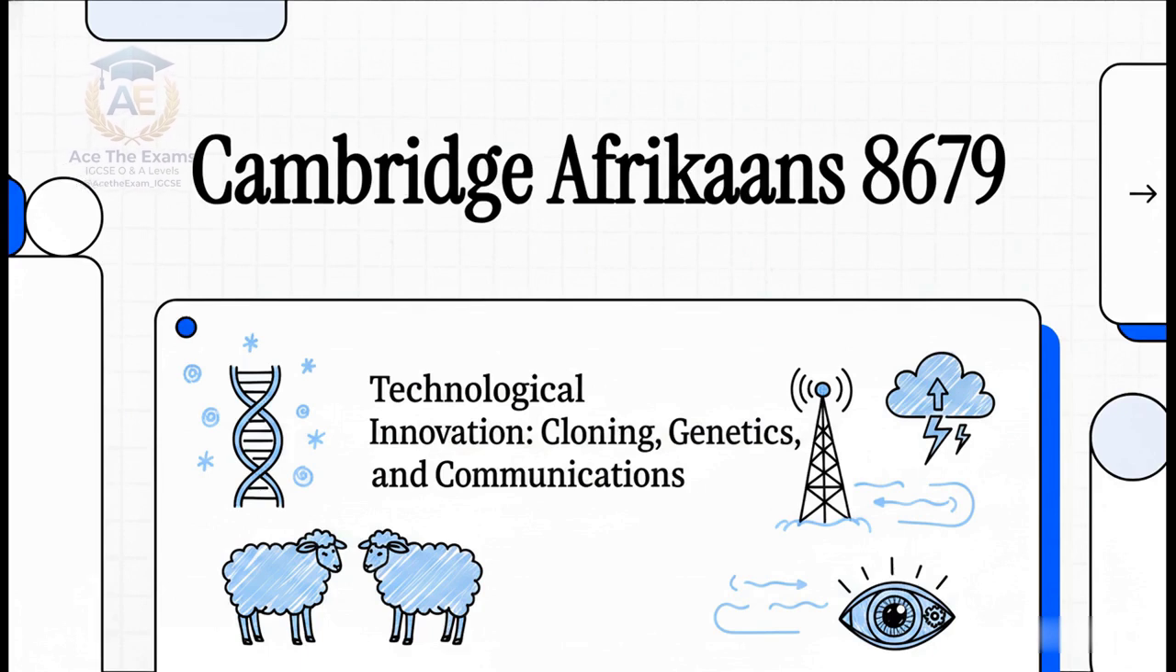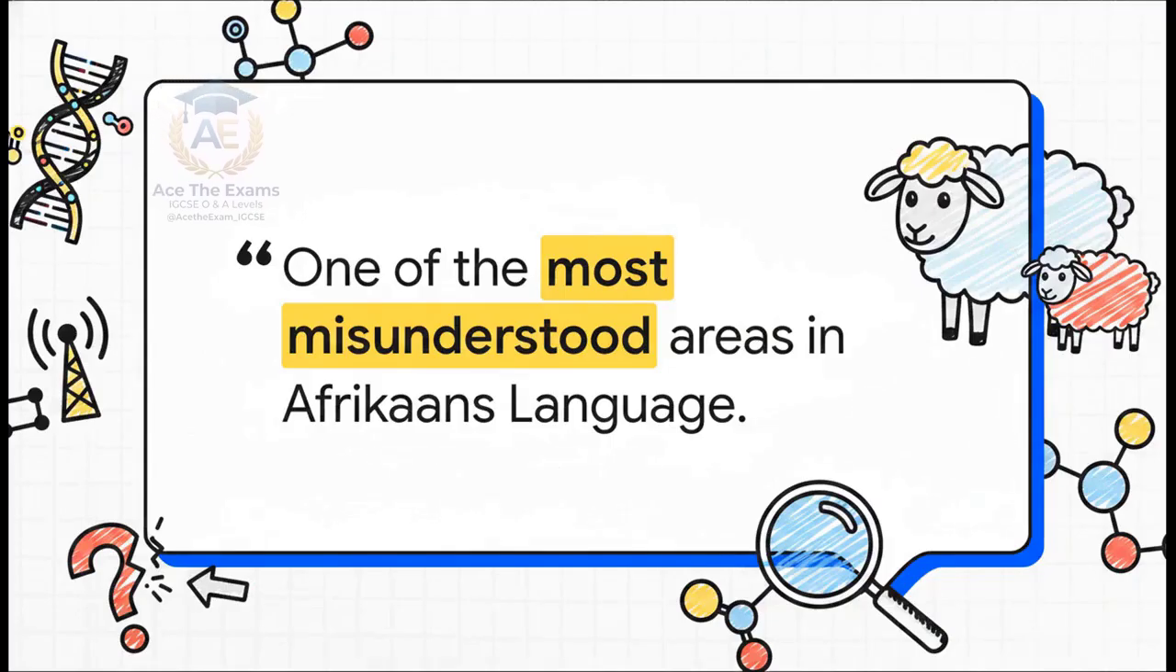Because by the end of the session, you are going to possess the exact, airtight analytical blueprint that Cambridge examiners are desperately looking for. Okay, let's dive into this, because this right here is the reality check. This direct quote from the Principal Examiner reports sets the stakes perfectly for us today. It says, "Topic area. Technological innovation is one of the most misunderstood areas in the Afrikaans language syllabus."